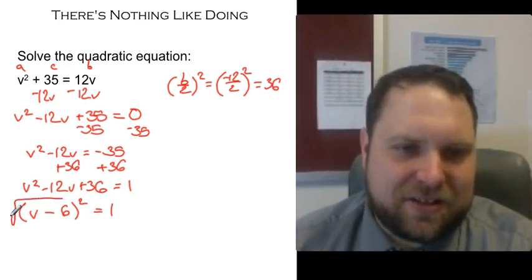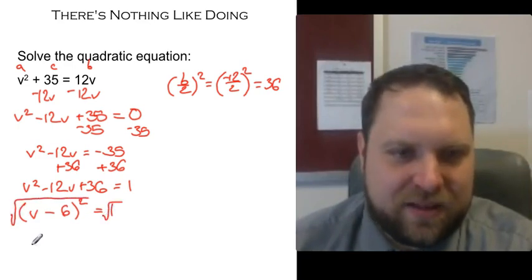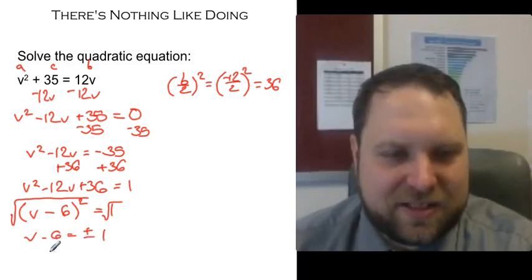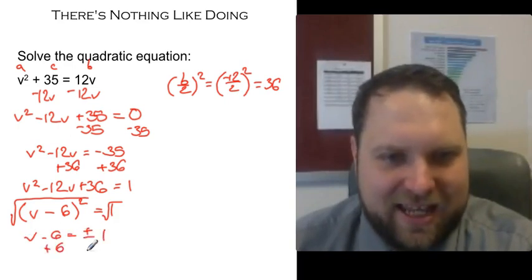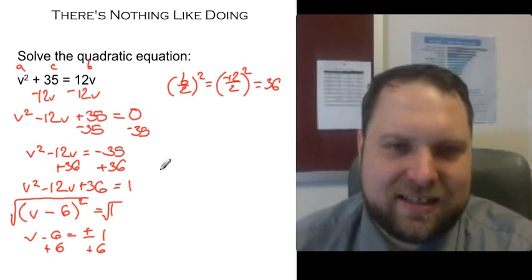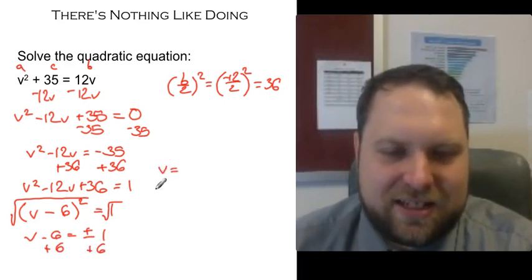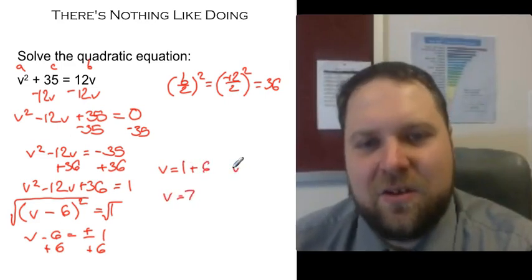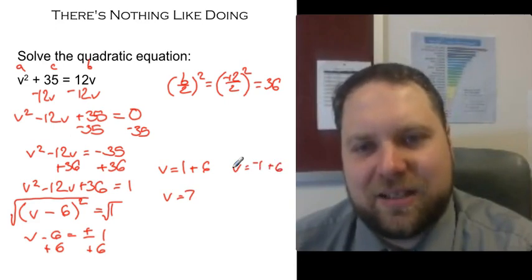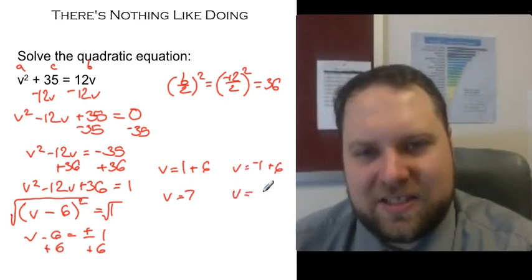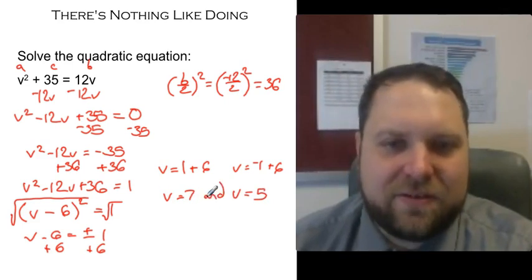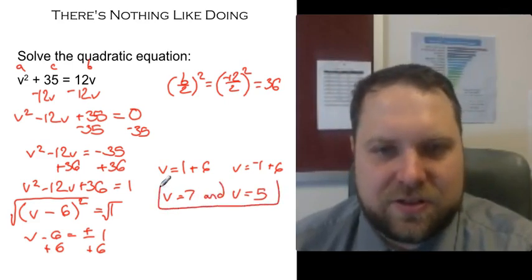Now I just take the square root of both sides. So v minus 6 is going to be equal to plus or minus 1, and I'm going to add 6 to both sides so that I end up with two situations. I could have positive 1 plus 6, in which case v is equal to 7, or I could have negative 1 plus 6, in which case v is equal to 5. And those are my two solutions.